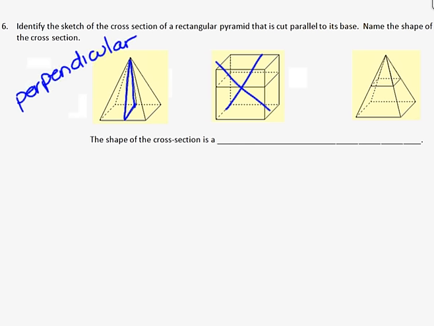And then if we look at the pyramid over here, notice how those two are parallel to each other. So the top one, that one is the cross section, and it's either going to be a square or a rectangle. It just says rectangular pyramid, so we don't know for sure that it's a square. So we'll say that the shape of the cross section is a rectangle.